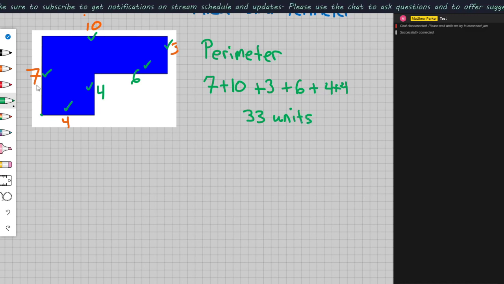Since we're just adding up sides, we're not multiplying these. It's just going to be inches or centimeters. It wouldn't be centimeters squared. So perimeter is not multiplying units and units, so you don't have to square these. It's just going to be whatever the units are.